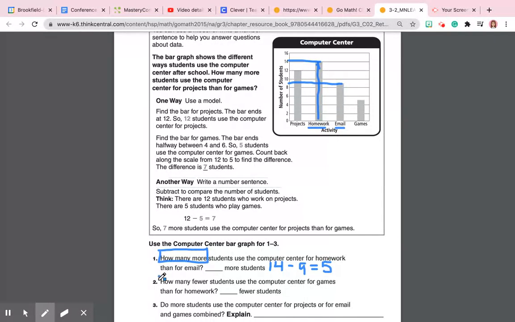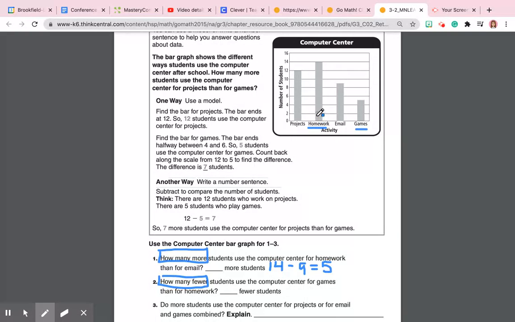Now, the next question is, how many fewer students use the computer center for games than for homework? So I'm going to erase just so you can see up here what my thought process is. So I'm looking at games and homework. Am I going to take away the number of homework from the number of games? Nope, can't do that, because we cannot take a bigger number away from a smaller number.